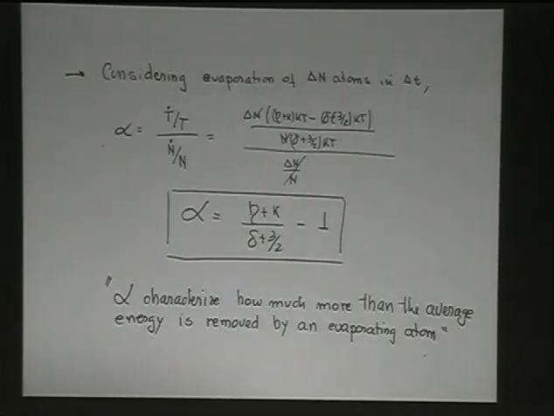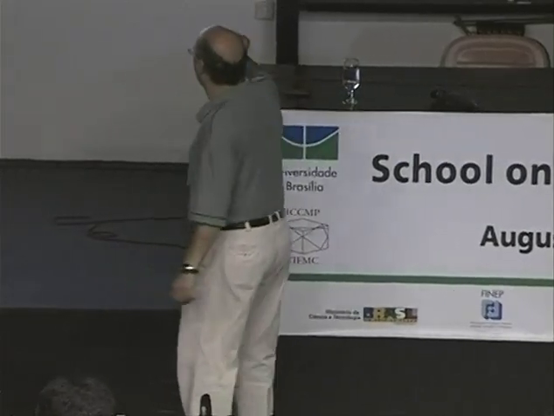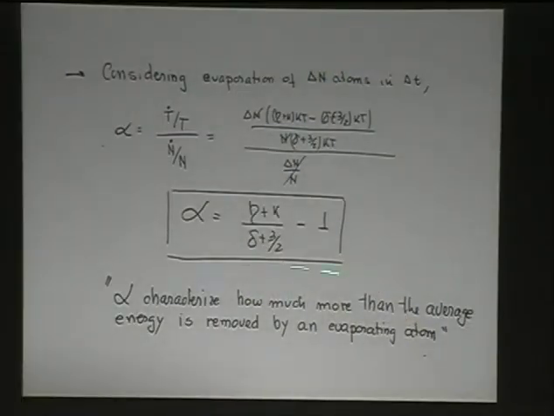What do we learn here? We learn the following. If this is less than 1, if this is smaller than the average energy, alpha is negative. Alpha is negative, I'm not winning. Okay? Alpha has to be positive. So that means that eta plus k has to be above the average energy. So I'm winning. So if you're going to set a cutoff for evaporation, the cutoff has always to be above the average energy. Am I making sense? So alpha, in fact, characterizes how much more than the average energy is removed by an evaporating atom.